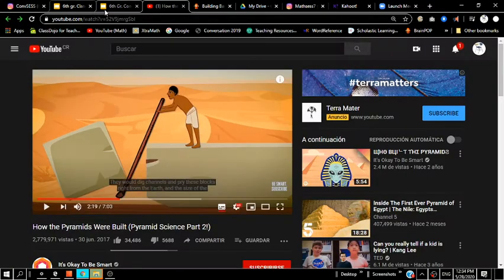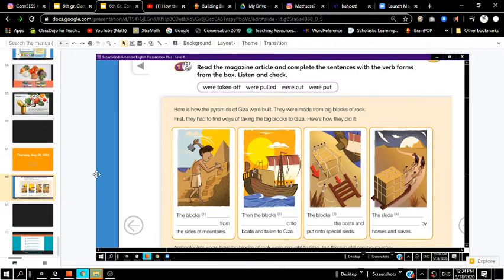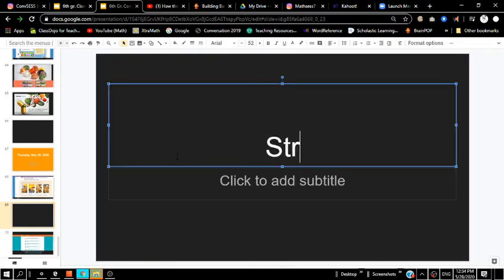Now that brings us back to the vocabulary that we had looked at on page 34, okay? How they were cut, they were put, they were taken off, all right? Those are all really important verbs to use to describe the structures and how they were put together, okay? What we're going to do is build our own structure.